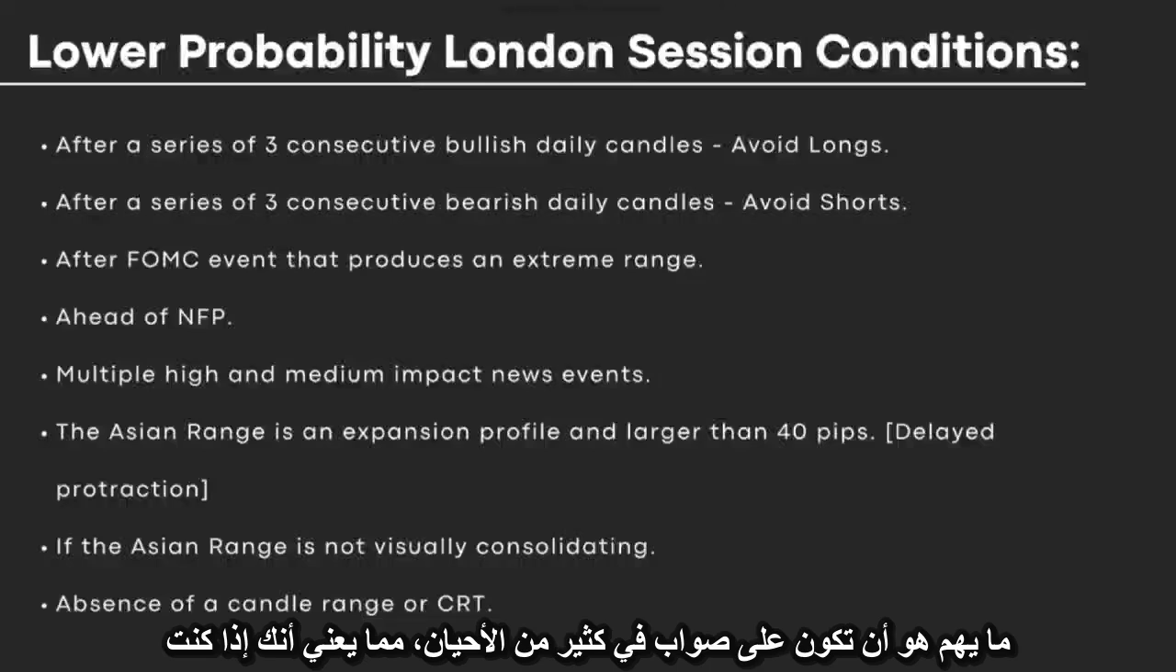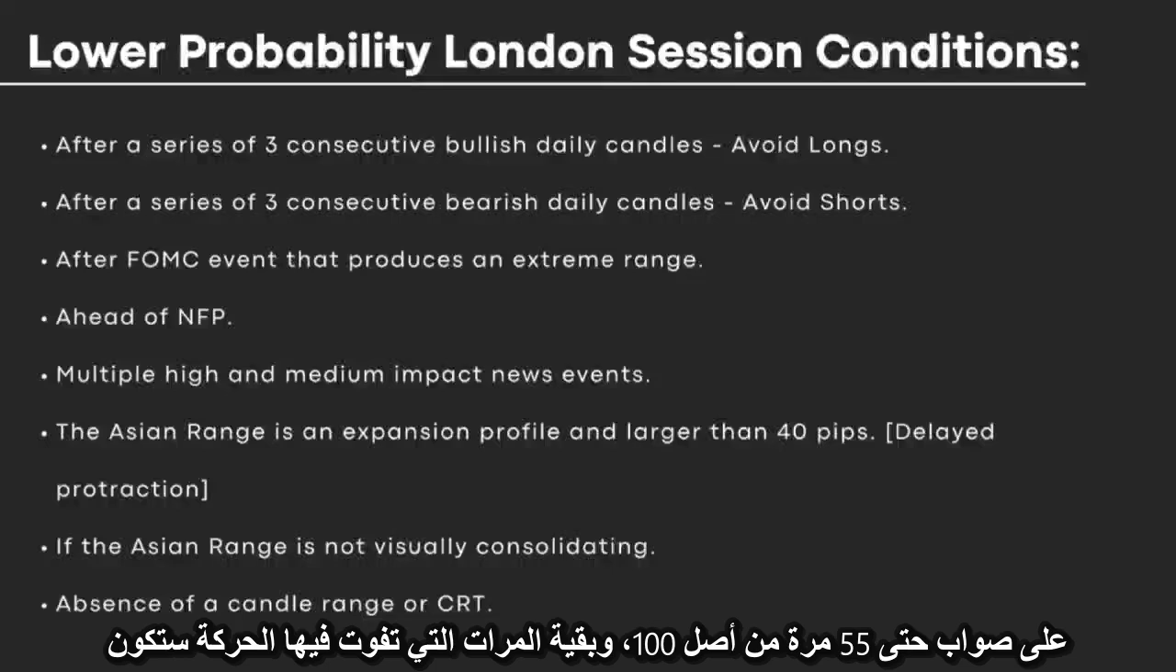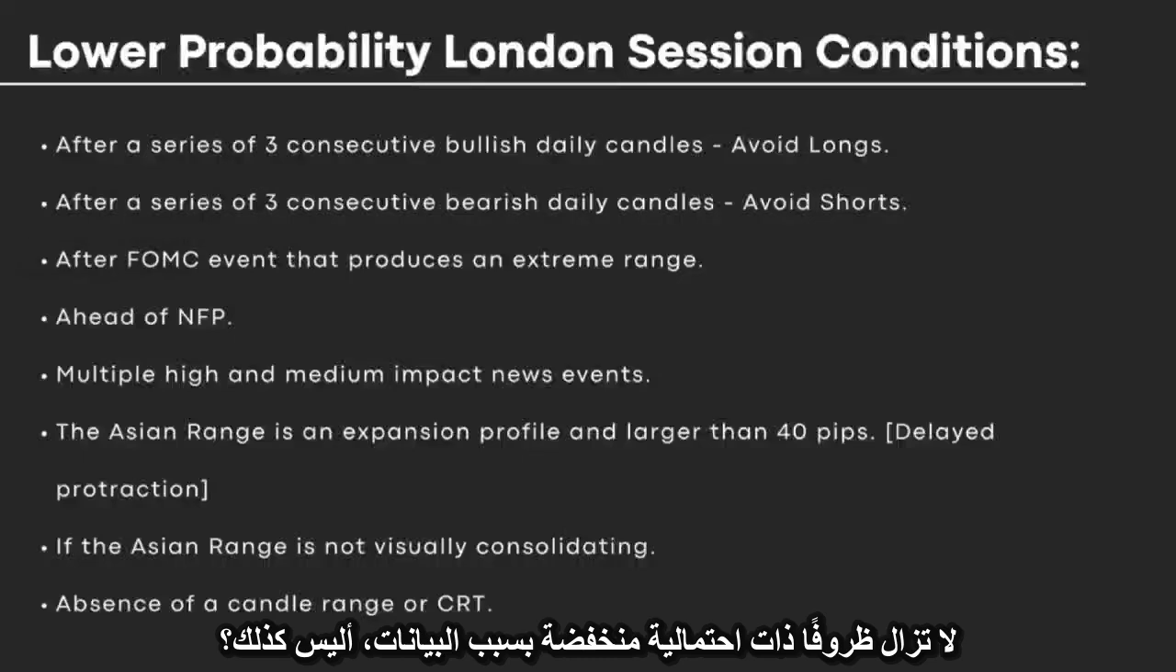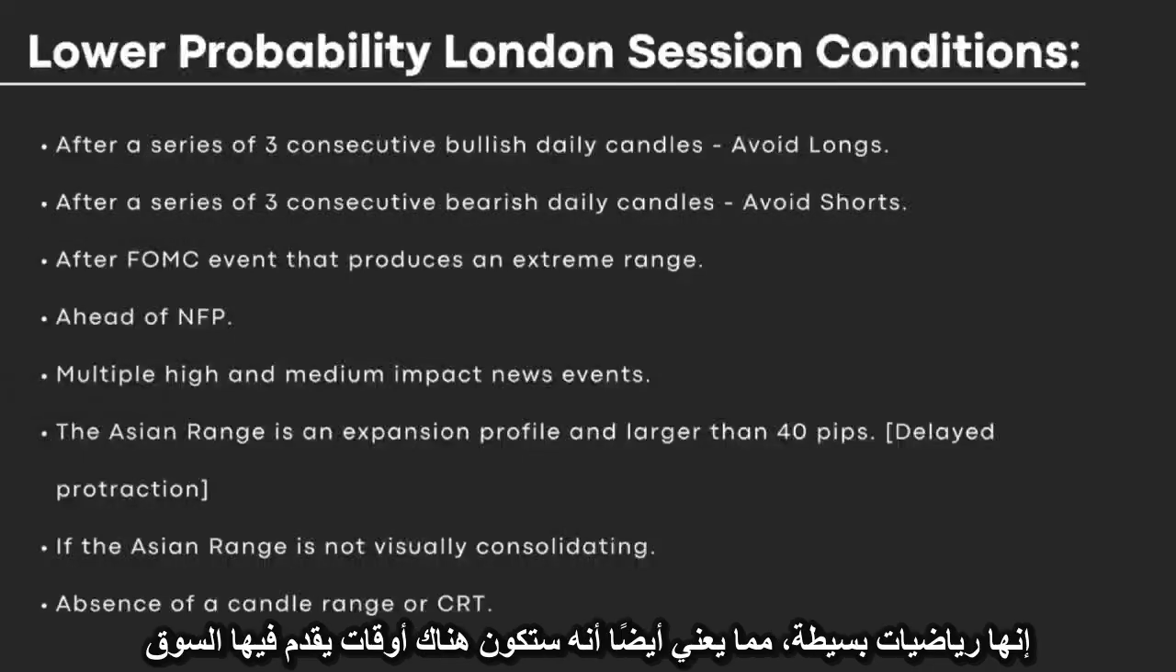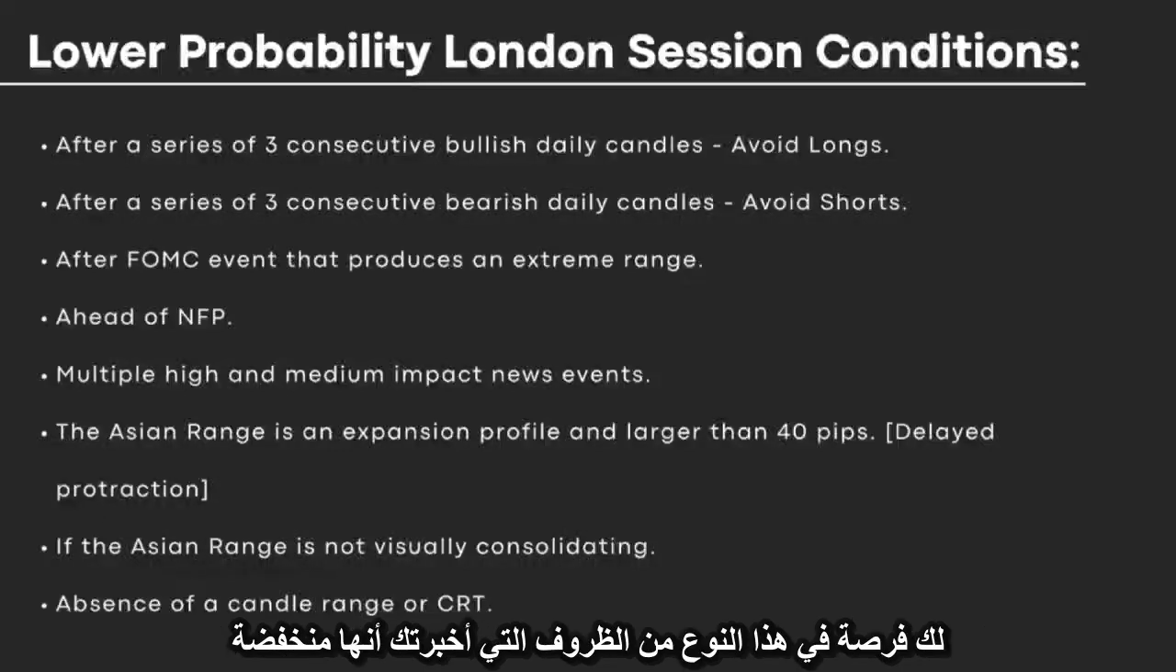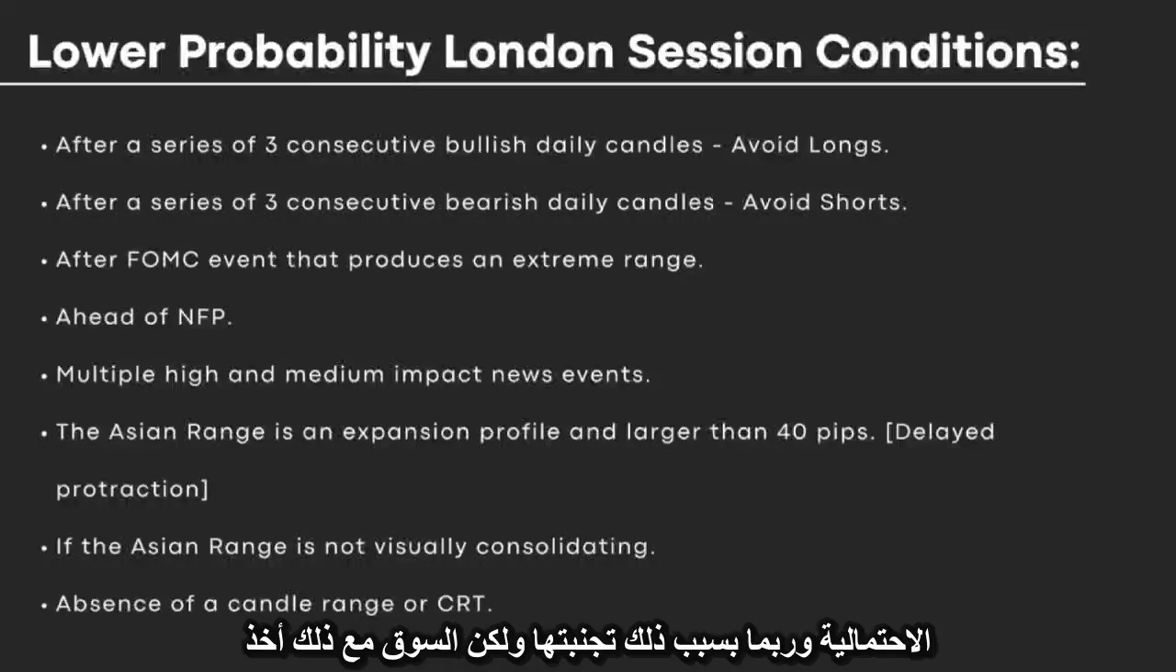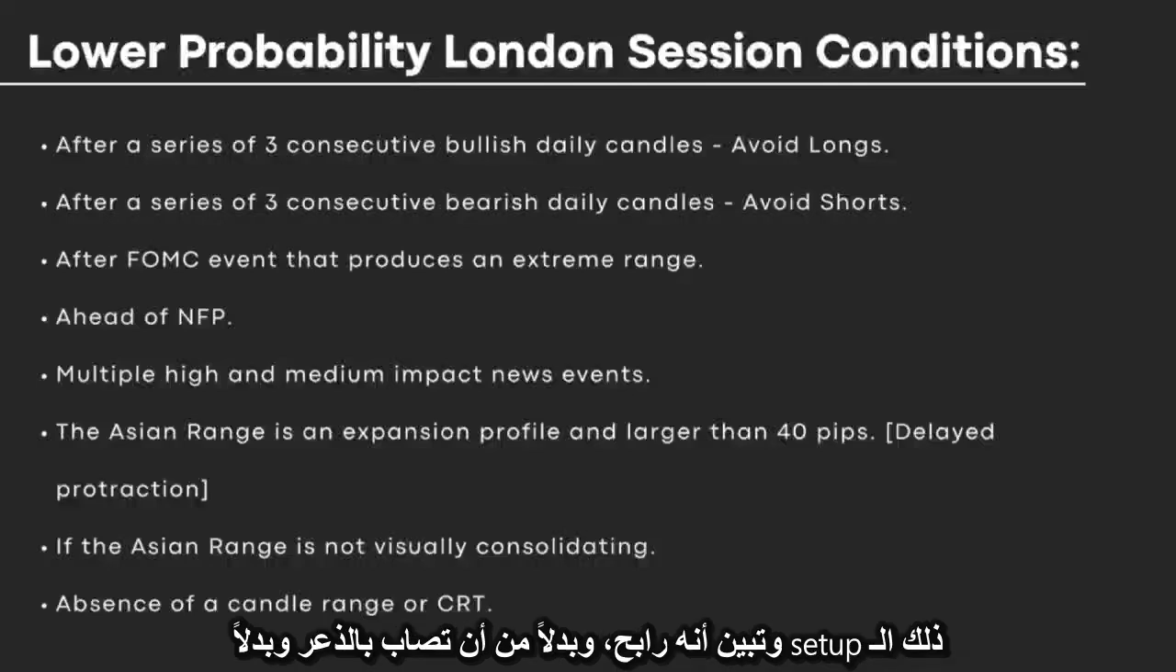What matters is that you need to be right more often than not, which means if you're right even 55 times out of 100 and the rest of the times the market moves against you, it would still be deemed low probability conditions because of the data, right? It's simple math. Which also means that there are going to be times where the market is going to present you an opportunity in these sort of conditions which I told you are low probability, and maybe because of that you avoided it, but still the market took that setup and it turned out to be a winner.